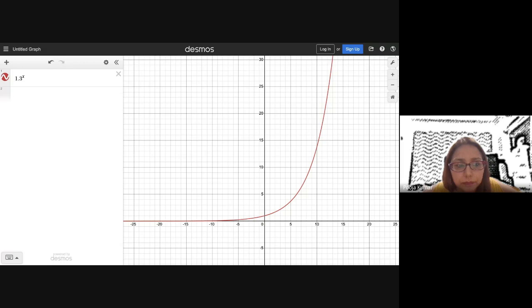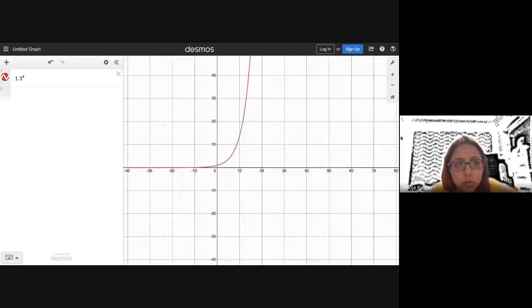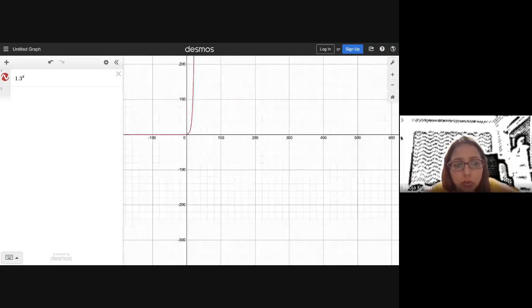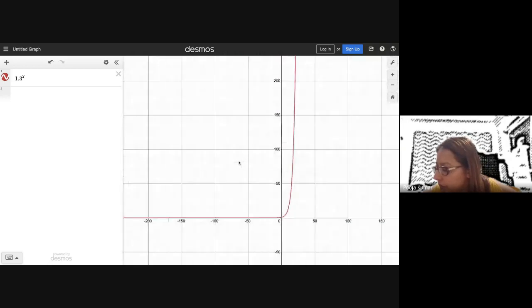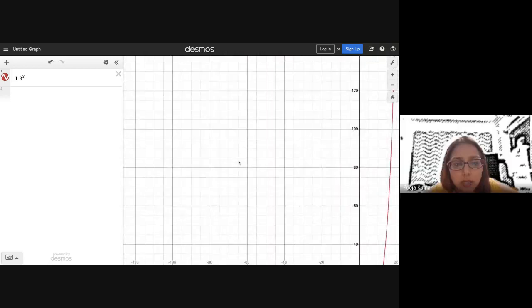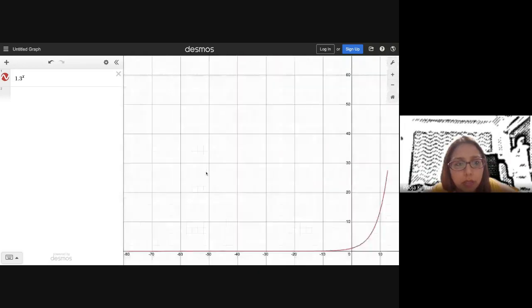Okay. Do not delete any of these. You will compare 1.3 raised to power x. Ryan, you can expand your thing also. Make it a little bigger. It's reducing in size. Bigger. Yes, bigger. Okay.